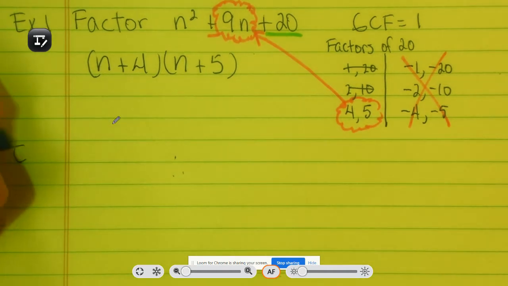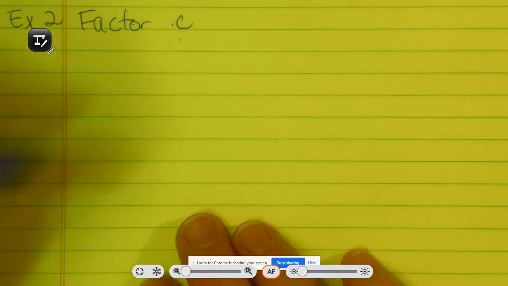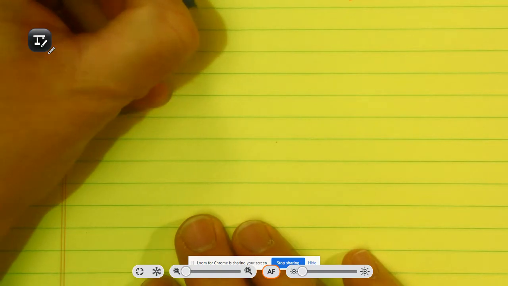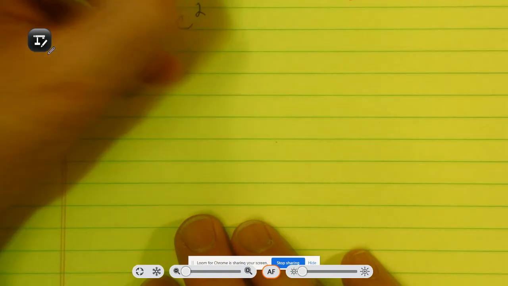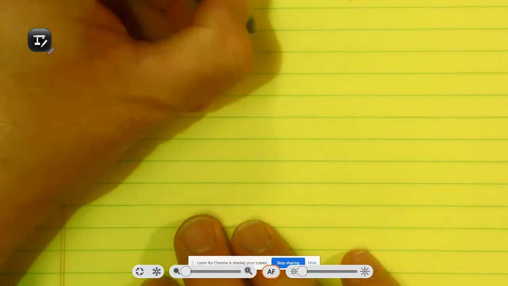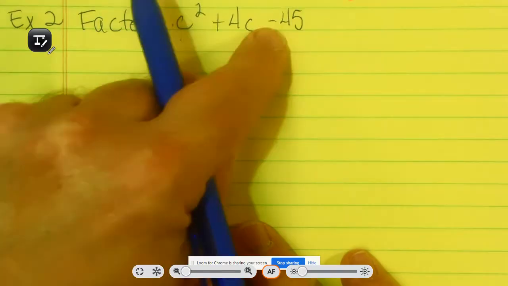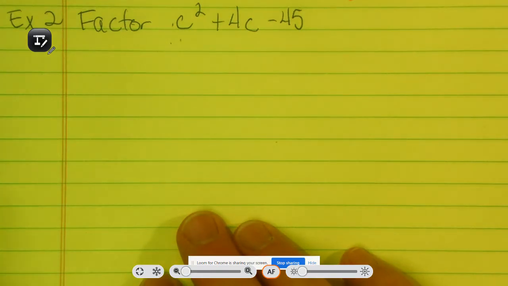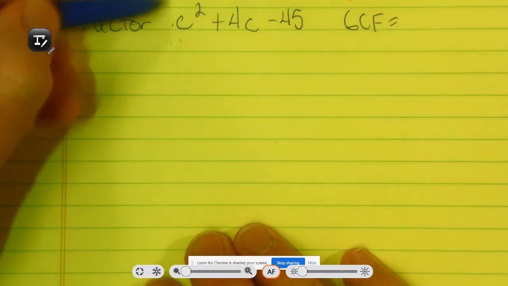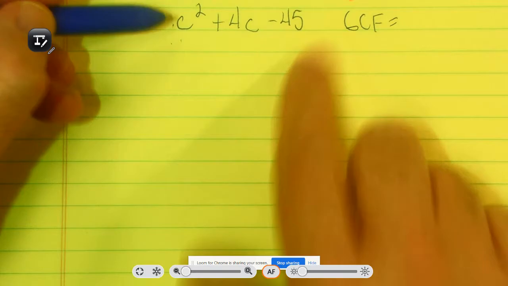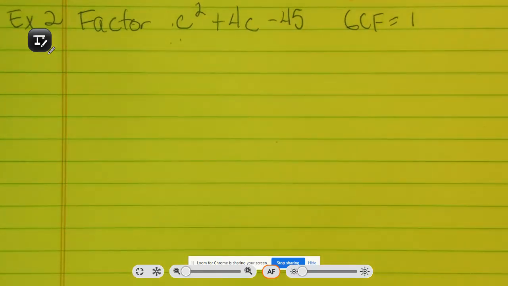Let's look at a second example. We want to factor c squared plus 4c minus 45, negative 45. Let's check our GCF first. Okay, there's a 1 here, so my GCF has to be 1, and there's not a variable with there. GCF is just 1.